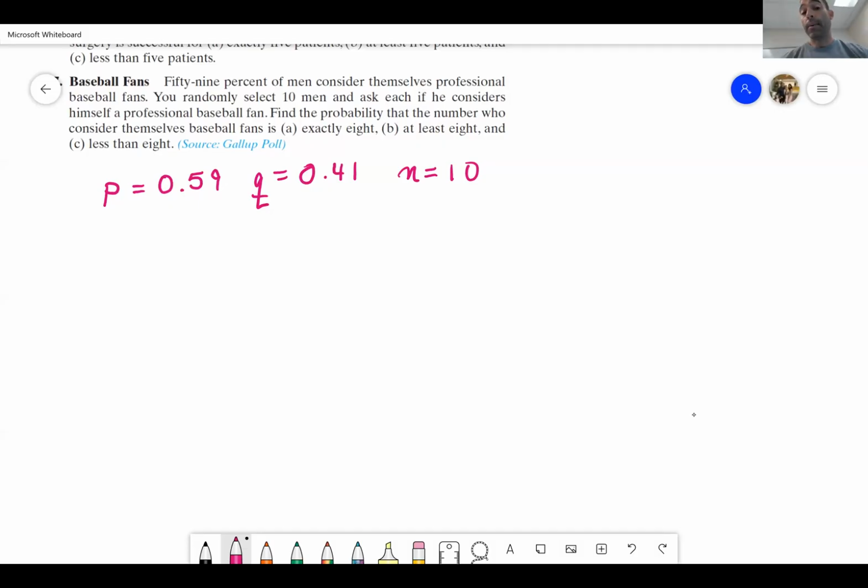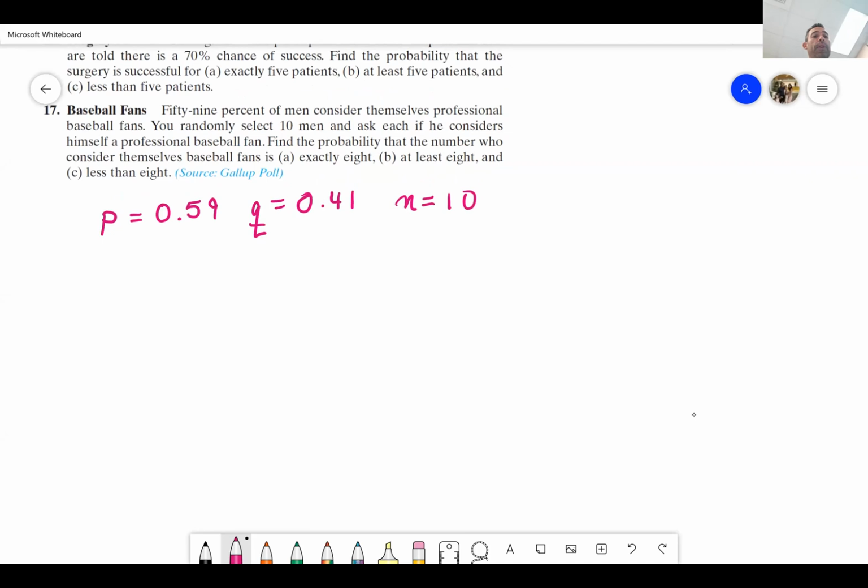Okay. So now we're doing number 17. It's 59% P. If you read there, 59% of the men consider themselves professional baseball fans. As a consequence, Q is 0.41 because it's 1 minus 0.59. And we select 10 men. And the first part, part A, says the probability of X equals 8.